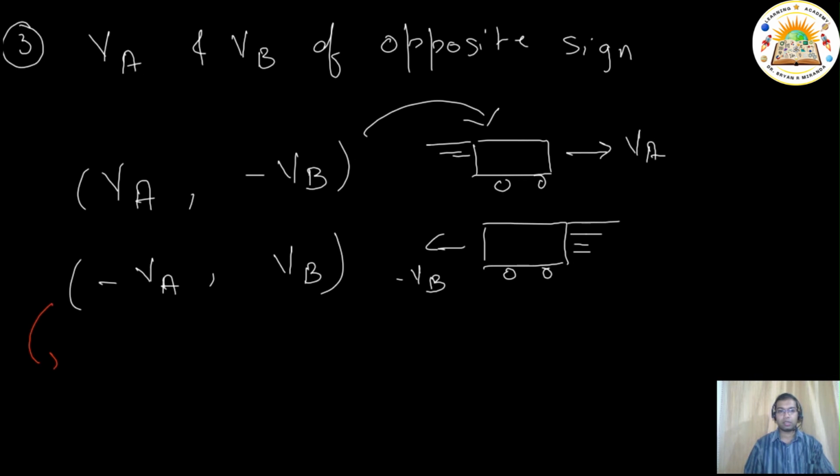Or for the second case, I can have my box car moving like this and the other one moving like this. So if this I'm going to take as my direction of VB, then opposite to that is going to be minus VA. Both cases are equally probable. So if you understand one, the other also would manifest. Now, what is the understanding here?